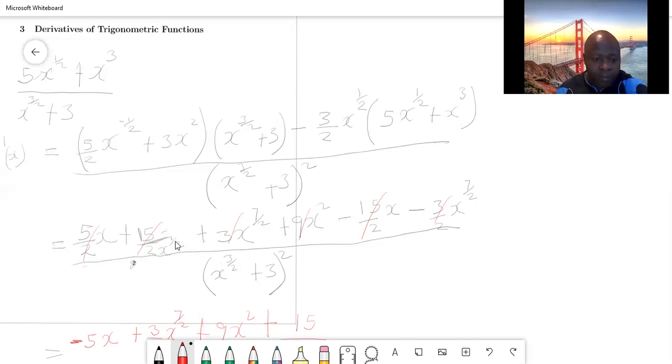That's correct. Then we came to this part times that gave us 3 x raised to, adding this to, you have 5, 7 over 2. Then this times this gave us 9x squared. Then we came to this. This was 15 over 2x. It's negative. This is also negative, 3 over 2x raised to 7 over 2. So up to here, it's okay.